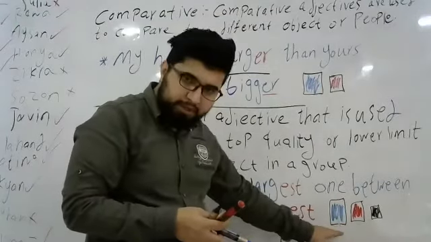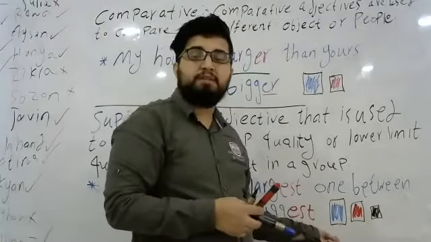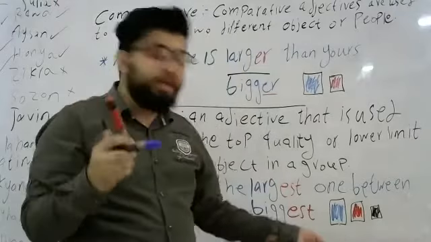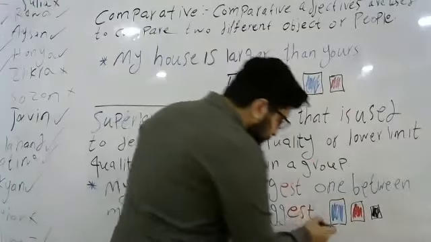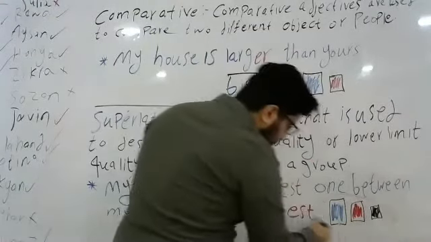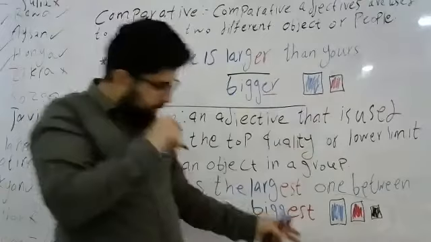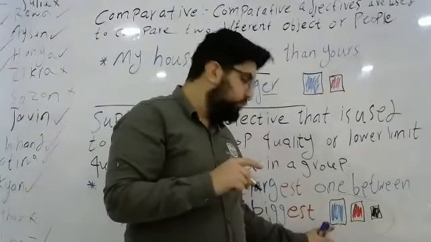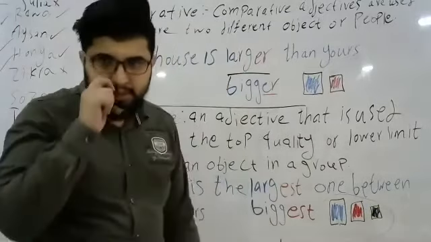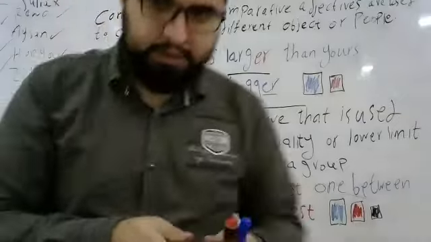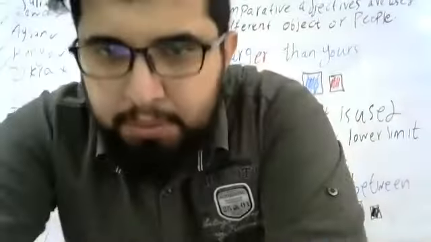We would say the blue box is the biggest, not bigger, is the biggest box in this group. Look, we have a group here. This is two, just two, it's not a group. This is a group. The blue one is the biggest box, but the black box is the smallest box. Okay, I hope you understood.